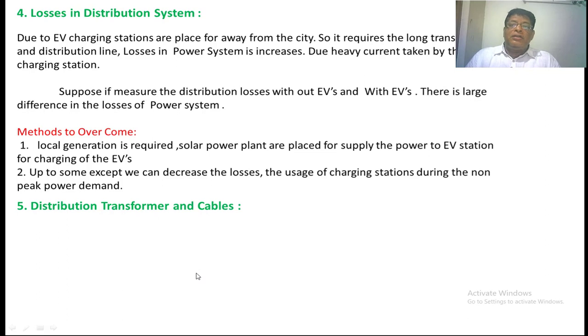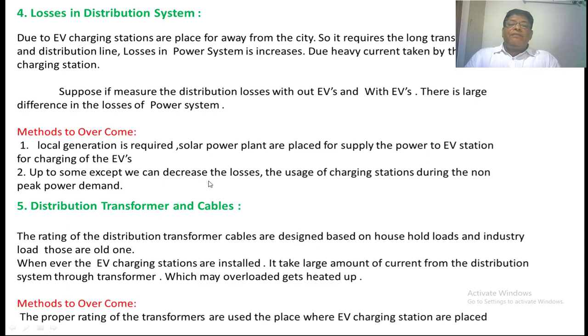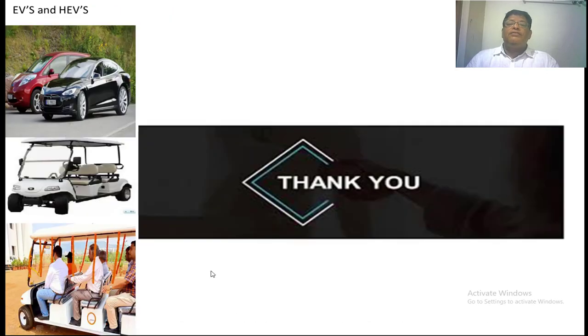Make sure that when the stations are installed in a particular area, the technical people take care about the rating of the distribution transformer. If it is not adequate, then you have to replace the transformer with a higher rating, or operate one more transformer in parallel with the existing transformer. These are the different effects of EV stations, which are required to charge the battery in an electric drivetrain, on the grid side. So thank you very much for watching this video.